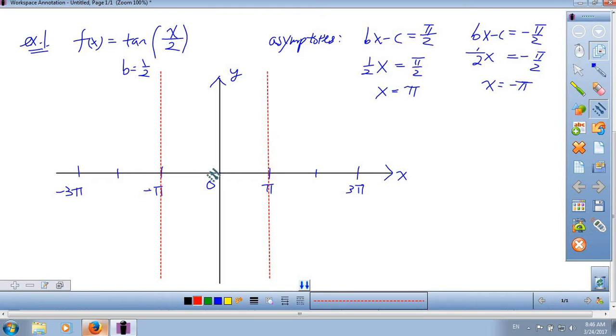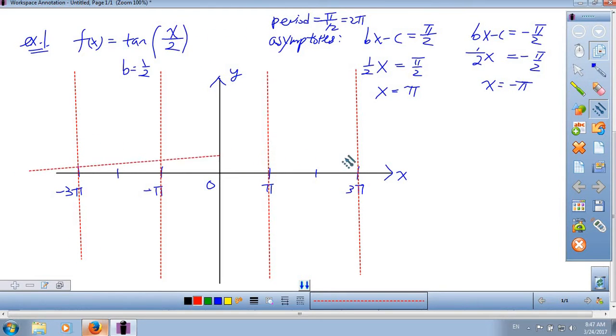Every asymptote, you can see the space between the asymptotes is 2 pi, which agrees with our period. Now I didn't calculate the period here. The period is pi over b, right? So pi over 1/2, so it's 2 pi. That agrees with what we know. So the next asymptote will be at 3 pi.